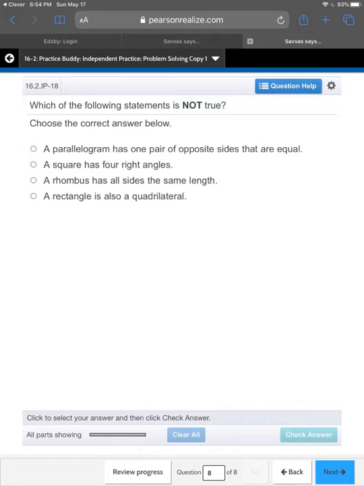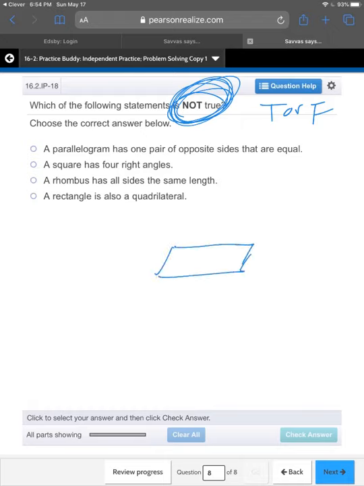Okay. It says, which of the following statements is not true? That means that all of them are true. So remember, when you're doing these, you put true or false next to each one, and then that tells you. It says a parallelogram has one pair of opposite sides that are equal. That's not true, because if I have my parallelogram, it has one pair of opposite sides that are equal. Well, that's not true, because that's one pair and that's 2 pairs. So that is false.